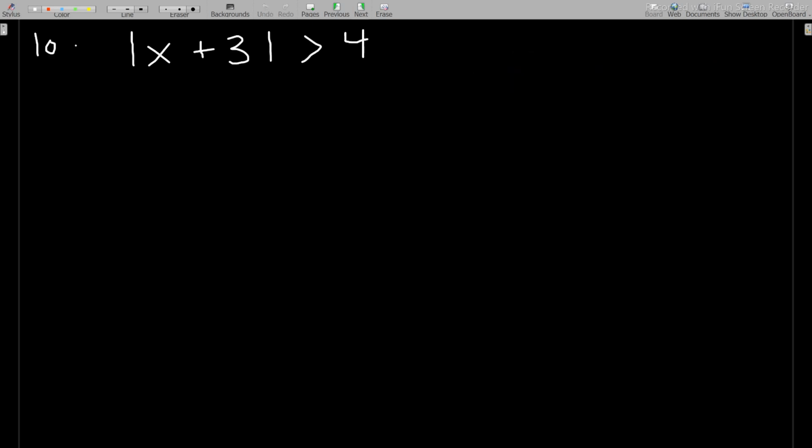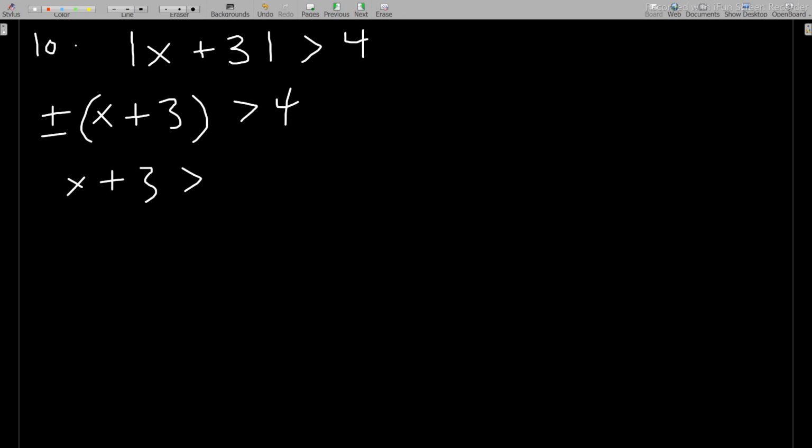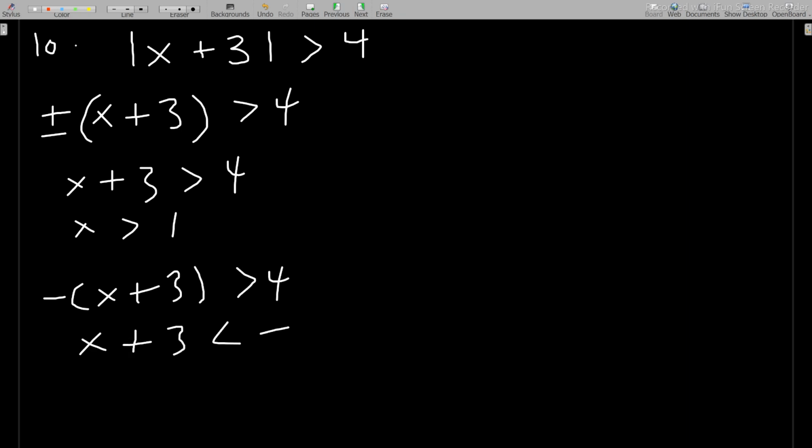The next one is just greater than. The same idea applies here, plus or minus, and it's greater than 4. So I have x plus 3 greater than 4, the first part, so x is greater than 1. Now with the second one, I have negative times x plus 3 greater than 4, so I have x plus 3 less than negative 4, since I divide through by a negative number. So x is less than negative 7.